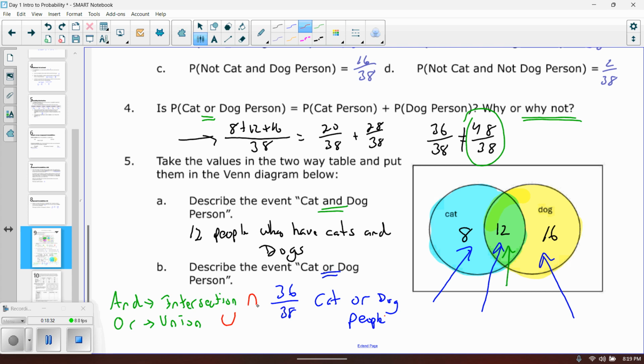So an intersection means that both things have to happen. The or statement or the union means that only one of the two things has to happen. But you got to count for all those things that could possibly fit in both categories.